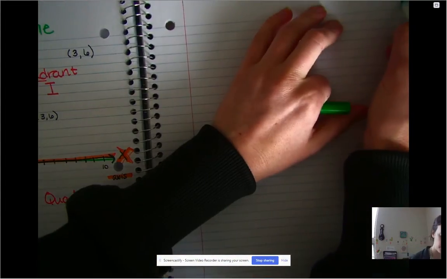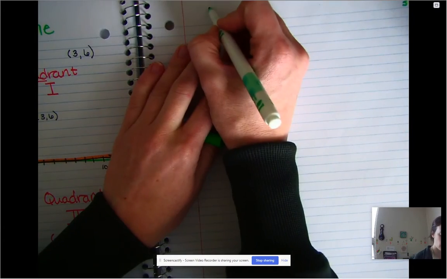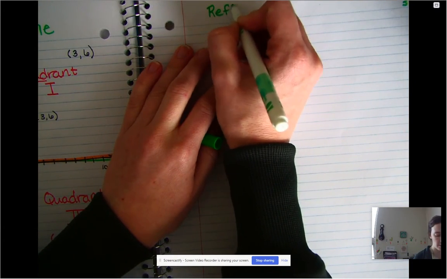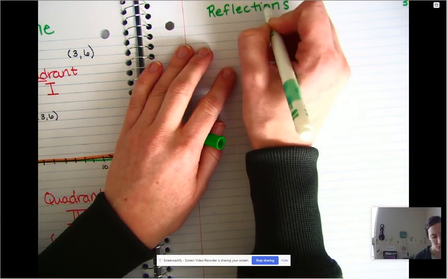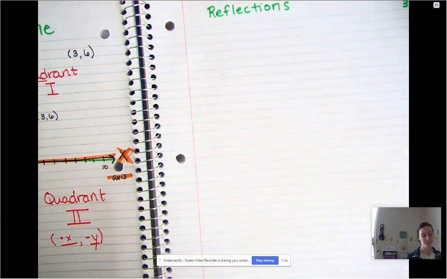All right, we are on the other side of page 36. And we are talking about reflections, not the song from Mulan. Or I guess the old Mulan. I don't know if it's in the new Mulan.